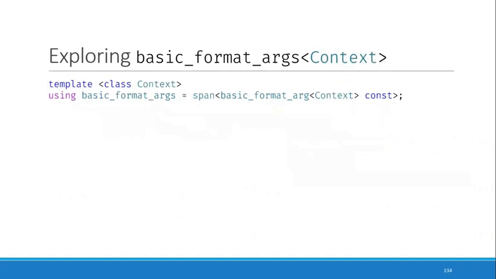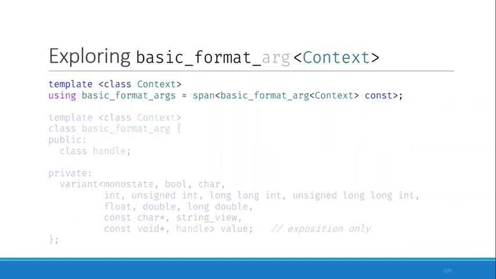So let's talk about basic_format_args a bit. basic_format_args is, roughly speaking, a span of basic_format_arg<Context> const. So it's not mutable, but these things are contiguous. So what's basic_format_arg?